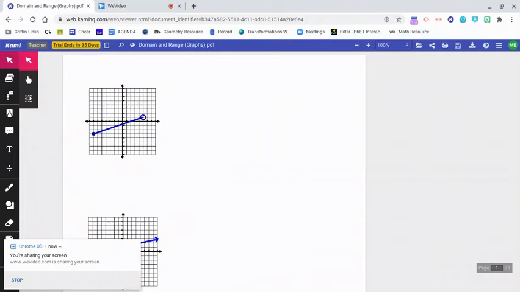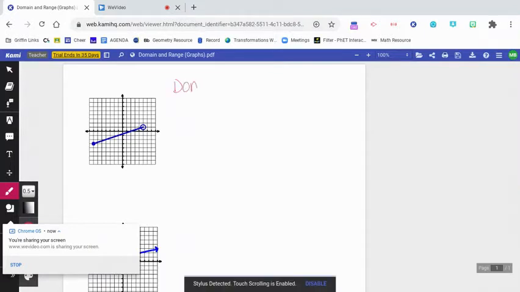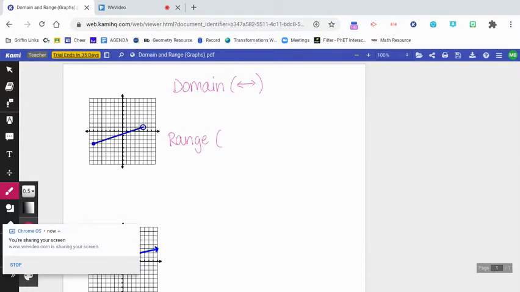Let's practice finding domain and range from graphical representations. The key to finding domain and range from a graph is to remember that whenever you are finding your domain, you're focused on going from left to right, versus whenever you are finding your range, you're focused on going from the bottom to the top.